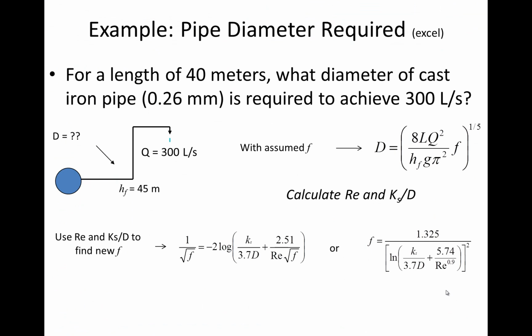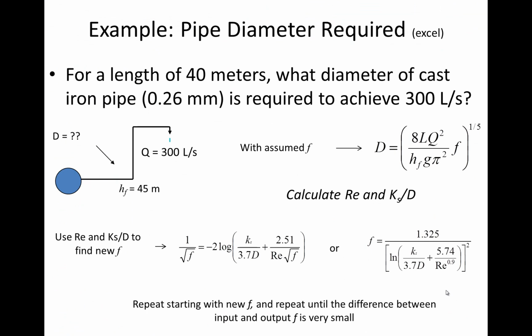Alright, so that's the approach for iterating to find the pipe diameter required. And as I mentioned at the beginning of this lecture, you'll need to apply that approach for one of the homework problems.